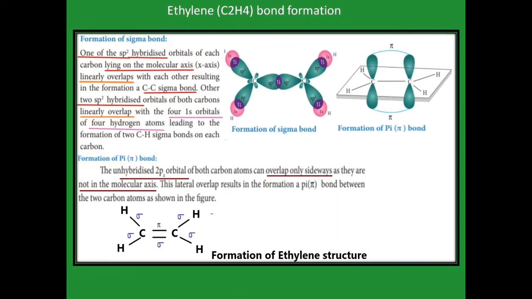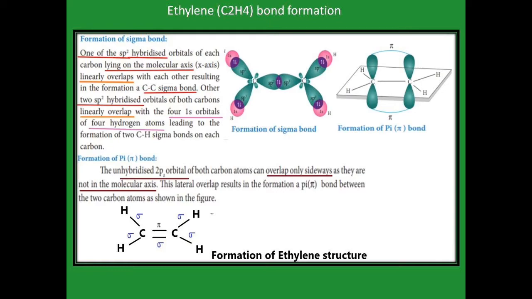Now see the first structure, ma. In the first structure, how many carbons are there? 2 carbons, green color. See the center, there are 2 carbons. Each carbon has how many green color lobes? That is sp2, which means 3 sp2 hybridized orbitals on each carbon.